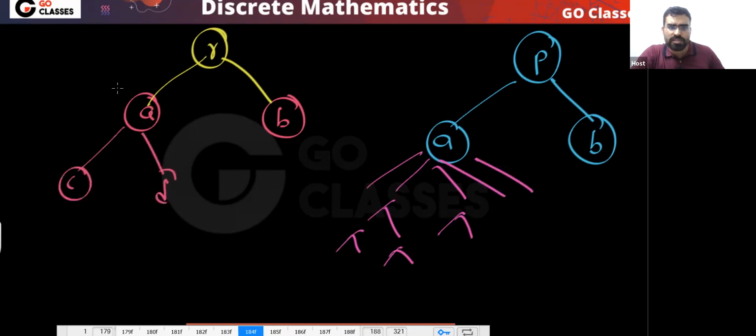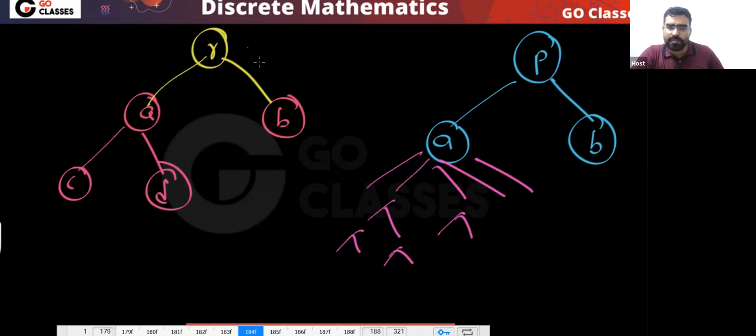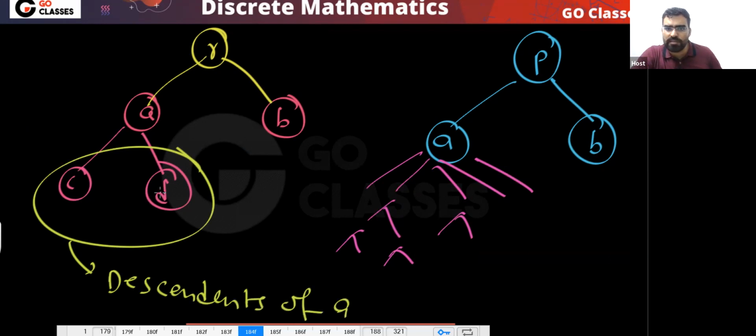So if you have two siblings, you can notice these are siblings, so their parent is same. So their ancestry is same. But you can notice that these are the descendants of A, but these are not the descendants of B. B does not have any descendant.